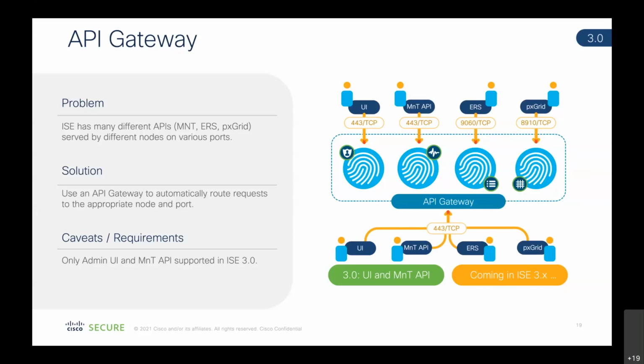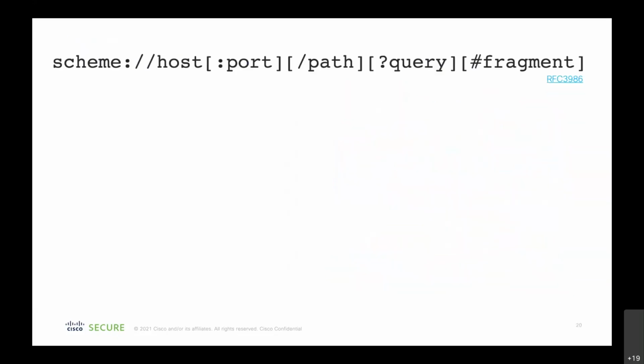So we did that for just the UI and the M&T. We built the API gateway in 3.0. Hopefully in 3.1, we're going to see the ERS REST API and the pxGrid be supported in the API gateway, but that remains to be seen when 3.1 comes out. But that's the plan.